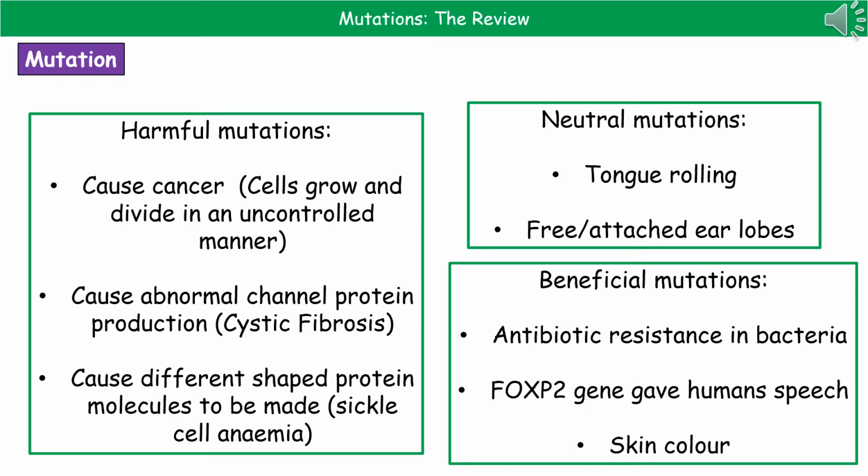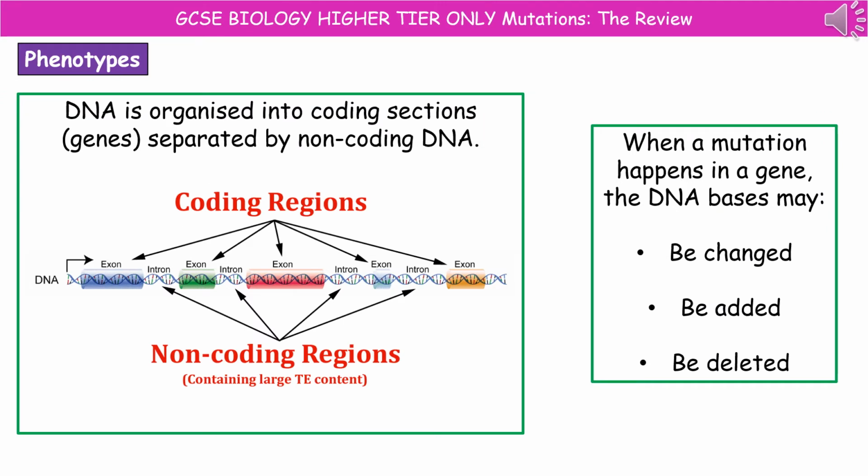Hopefully those of you on the separate science higher tier know that DNA is organised into coding sections, which are the genes, which are separated by non-coding DNA. So if the mutation happens in the non-coding section, there's no effect, but if it happens in the gene, we could see the effects.